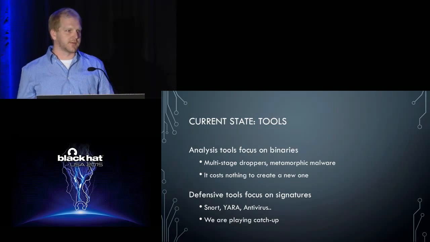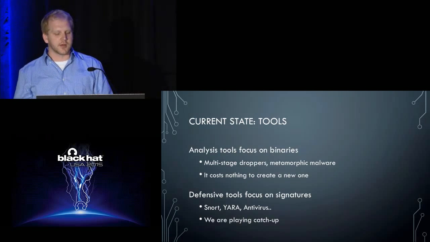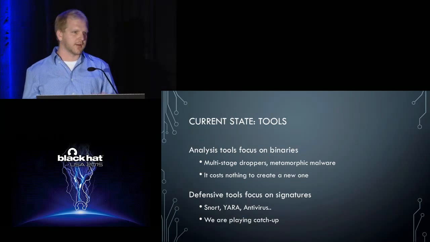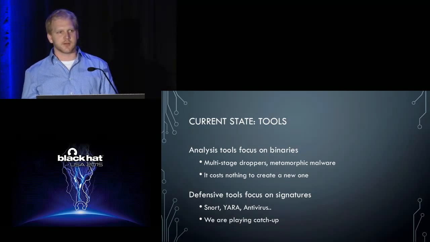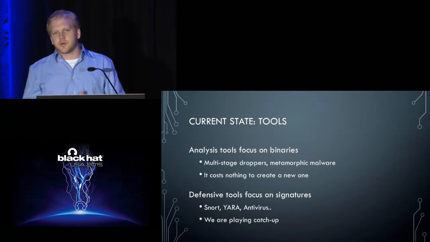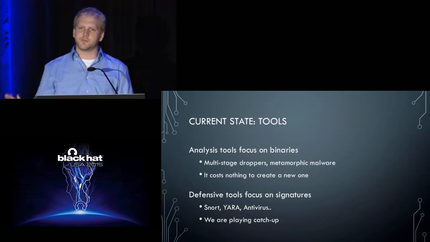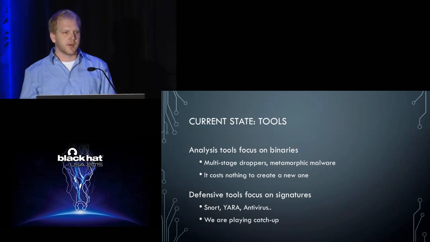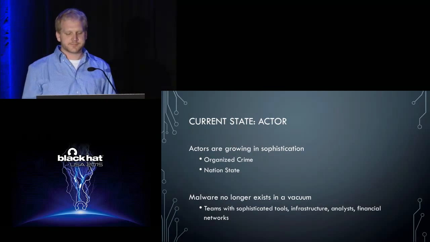Furthermore, our tools are only focused on the binary. This came a lot from the antivirus community, but the problem with that is you've got multi-stage droppers, metamorphic malware, and polymorphism, and really at the end of the day, creating a new binary, a new sample, is absolutely dirt cheap, and you can't keep up. Furthermore, your defensive tools are all focused on the signature. So if you look at Snort, AV products, Yara rules, you just really can't keep up with the binaries.